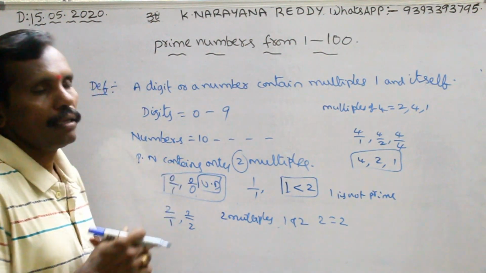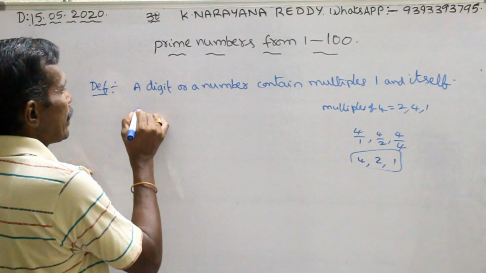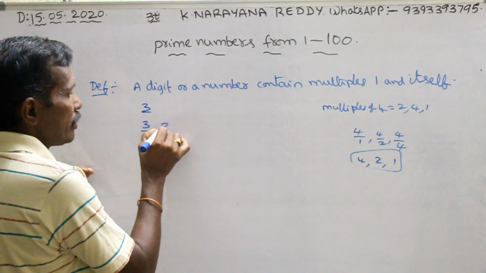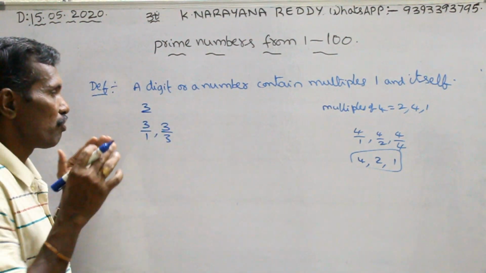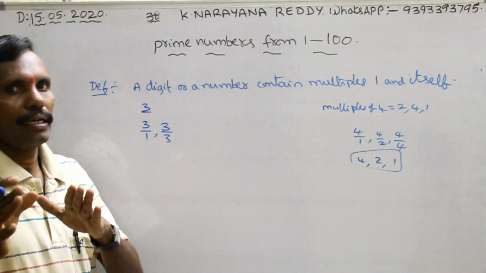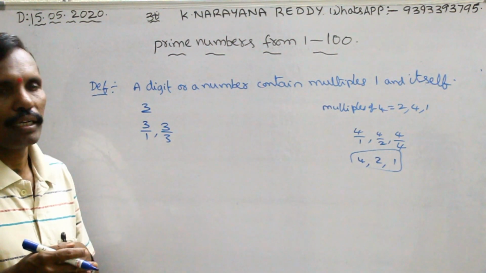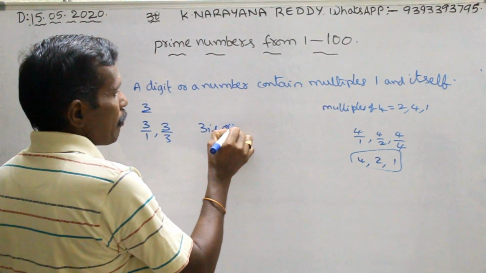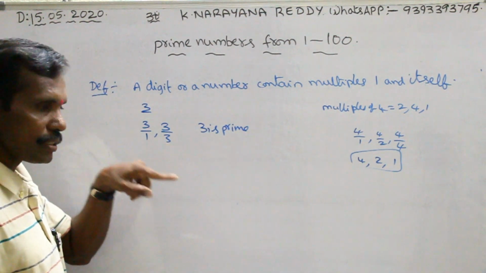This way you can identify the prime numbers. Let us take 3. Now 3 by 1, 3 by 3. Are there any other multiples? There is no possibility of dividing 3 by other numbers except 1 and 3. That is why 3 is prime. 3 is prime because of 1 and itself.